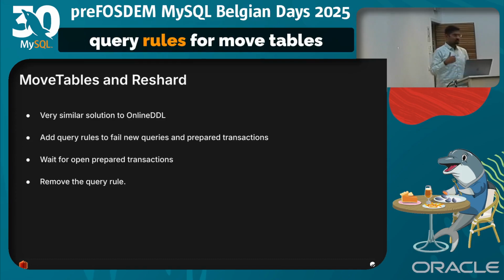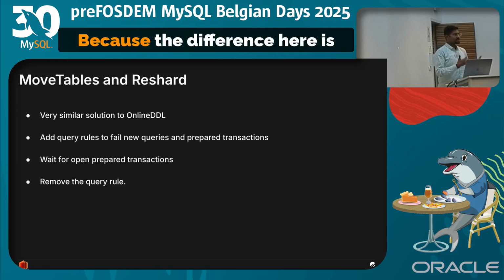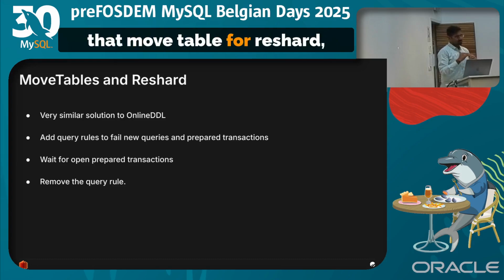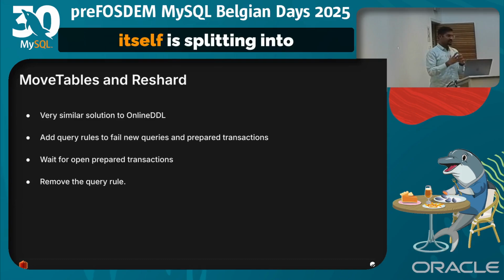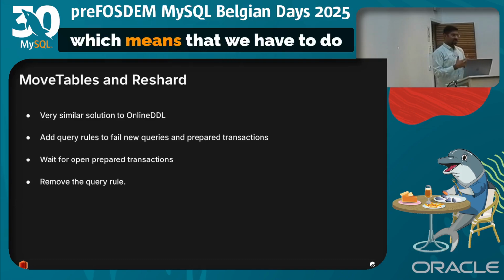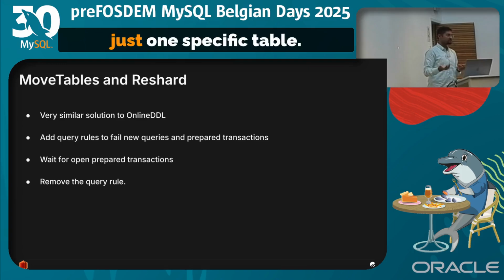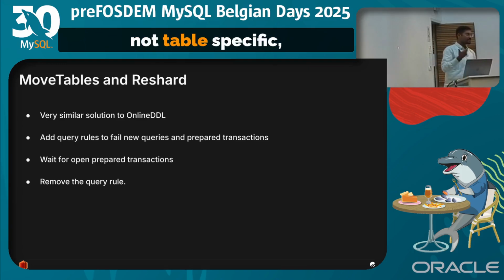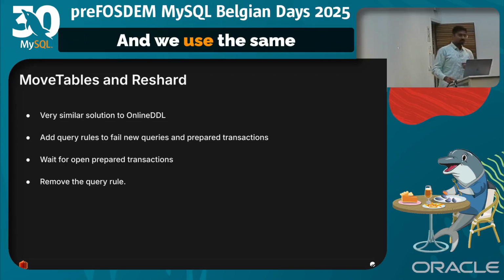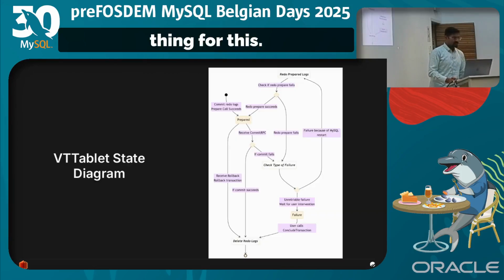Again, we use the same query rules for move tables and reshards as well, because the difference here is that for reshard at least, it's like the entire shard itself is splitting into 2 different parts, which means that we have to do it for all the tables and not just one specific table. So that query rule is not table specific, it's across the entire VT tablet. And we use the same thing for this solution as well.